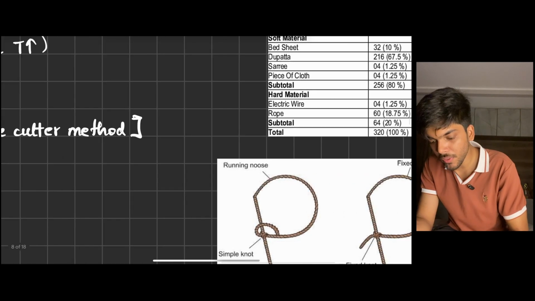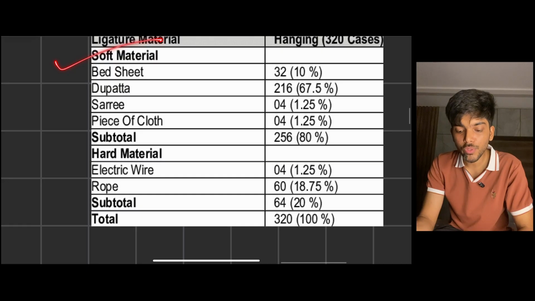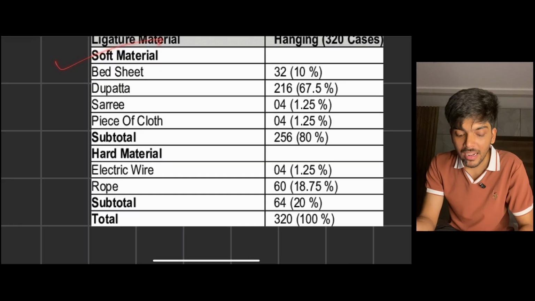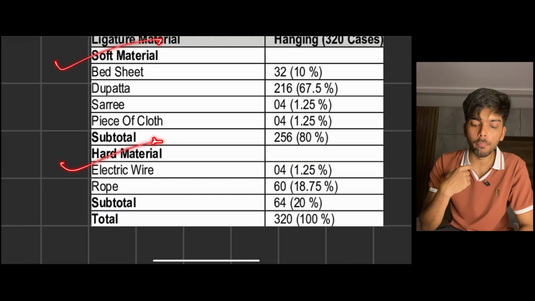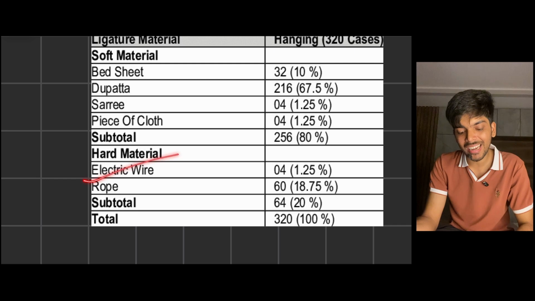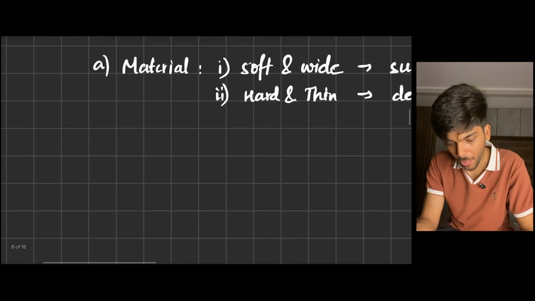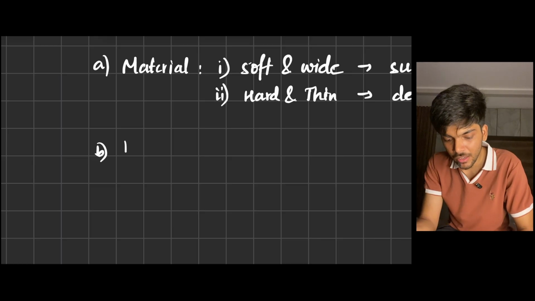Okay, let me show you some of the materials that can be used as ligature. You can use soft material, which will give you a superficial mark, and a hard material, which will give you a deep mark. Soft material like a bedsheet, dupatta, sari, any piece of cloth. Hard material like electric wire or rope. So first was your material. Second is your knot and noose.